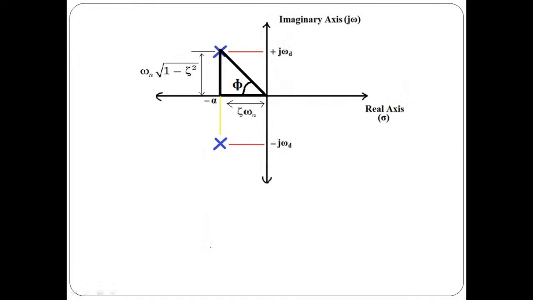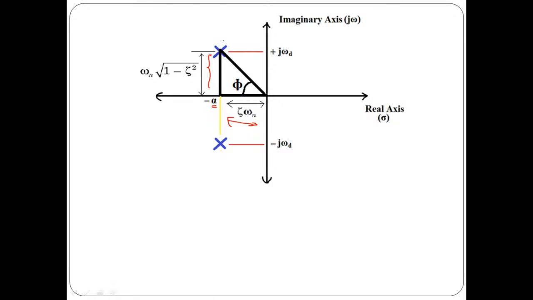Now, let us try to have some imaginative part over here. Now see, this indicates the first pole. With respect to origin, the height and the width are indicated over here. This portion indicates your omega d, where omega d is omega n under root 1 minus zeta square, and this portion indicates your alpha, where alpha is nothing but zeta into omega n.